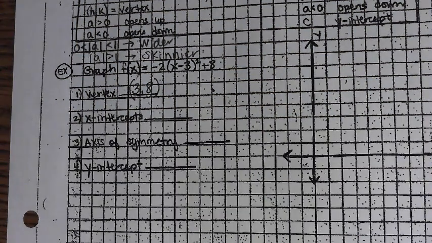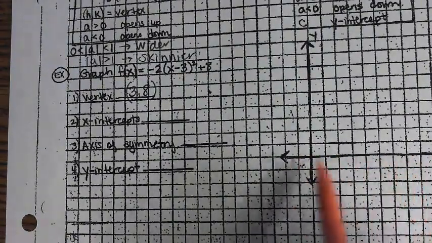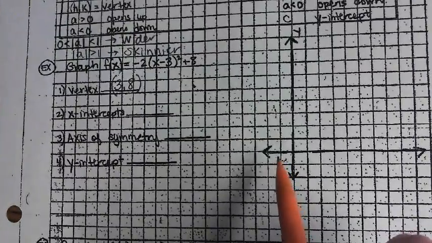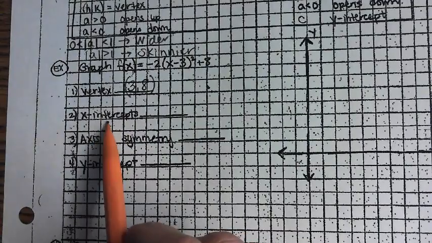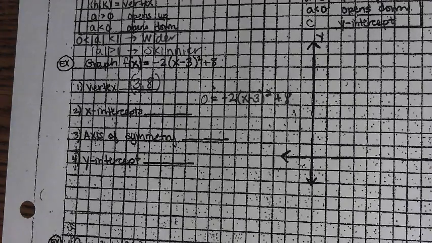Your x-intercepts. How do you always find x-intercepts? If a point falls on the x-axis and therefore is an x-intercept, y is 0. So to find an x-intercept, we set y to 0. So we would say 0 equals negative 2 times (x minus 3) squared plus 8, and we would solve this.